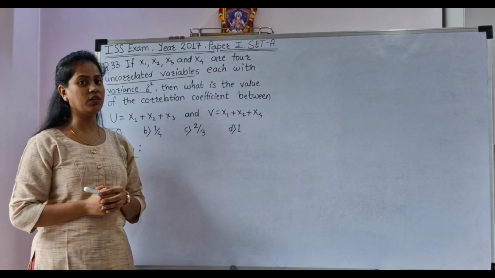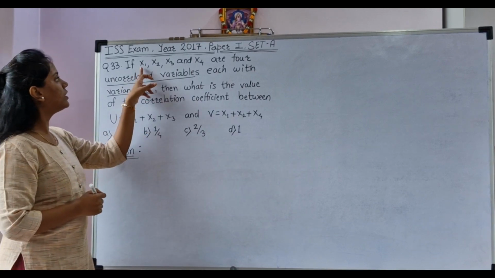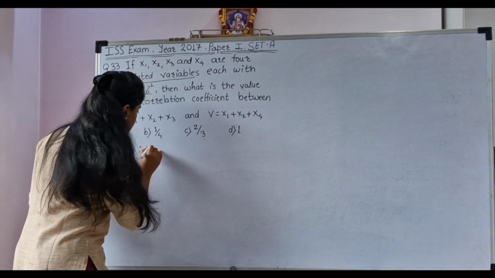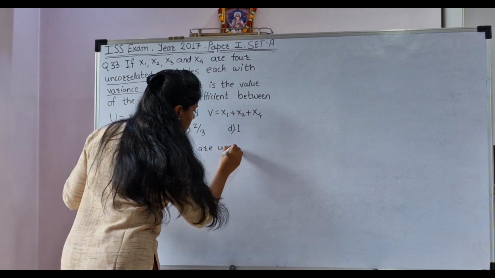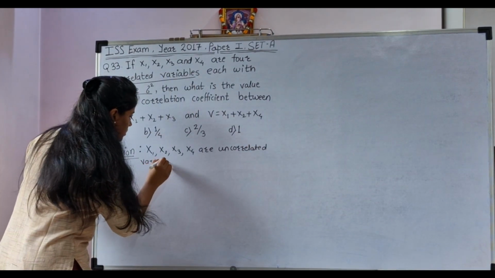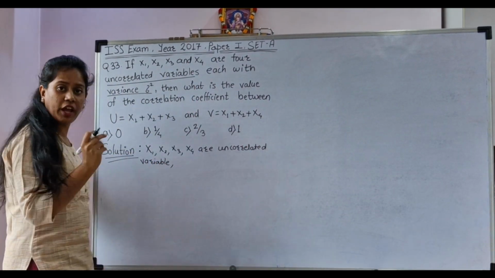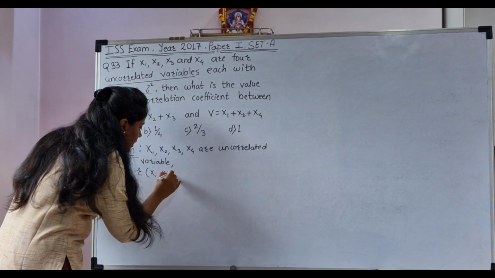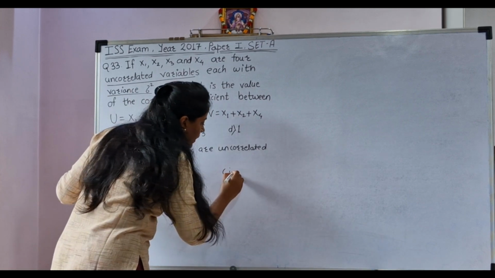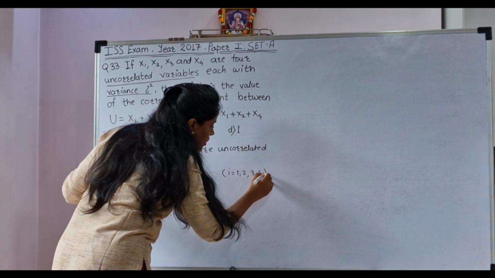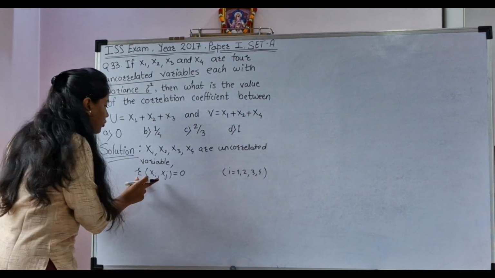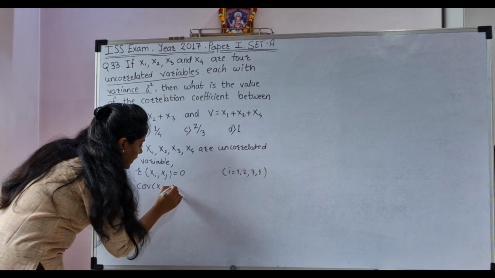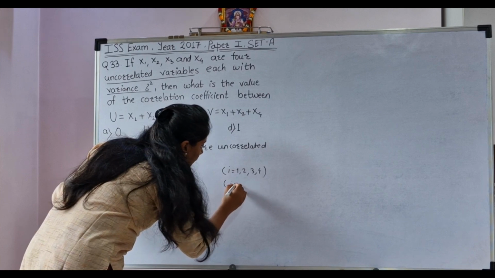First of all, let's write down what is given. Here it is given that x1, x2, x3 and x4 are uncorrelated variables. And we know that if variables are uncorrelated, then r of xi, xj equals 0, where i and j take the values 1, 2, 3 and 4. And if correlation coefficient is 0, that means covariance of xi, xj equals 0 for i not equal to j.